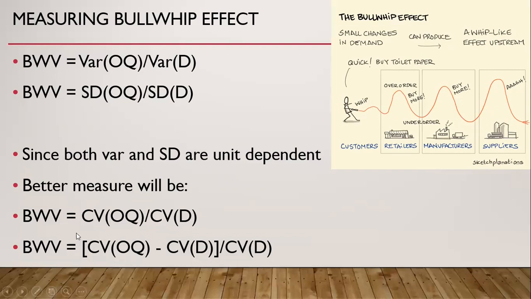In another literature, I have found that the bullwhip value was given as the difference in coefficient of variation of ordered quantity and demand as a percentage of the coefficient of variation of demand. So these are some of the measurements of bullwhip effect.